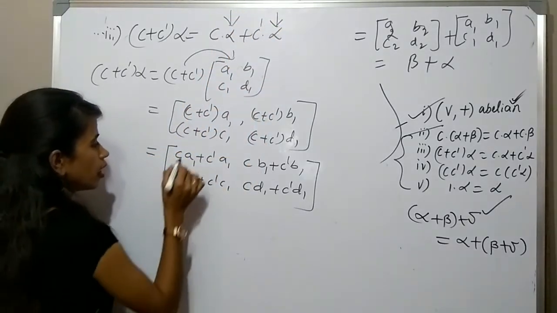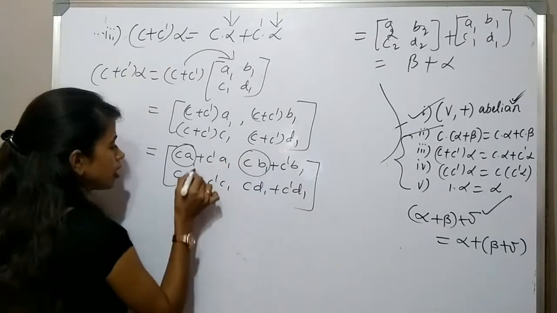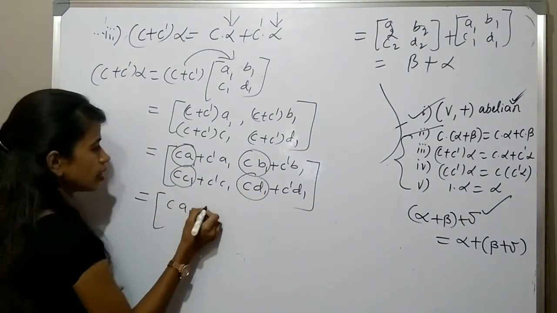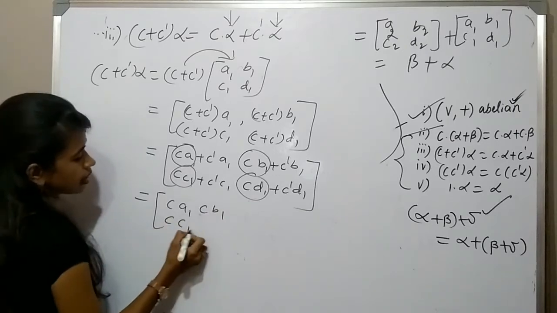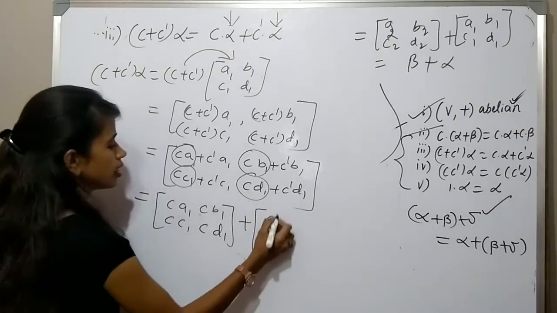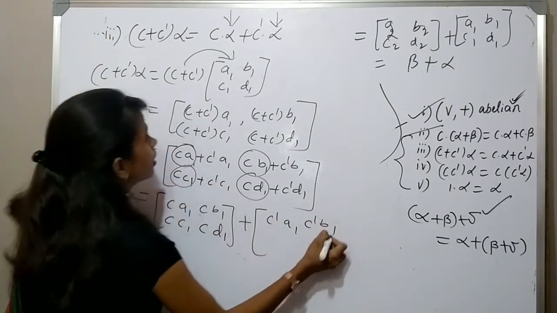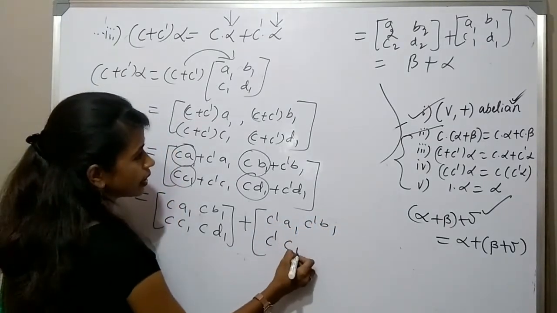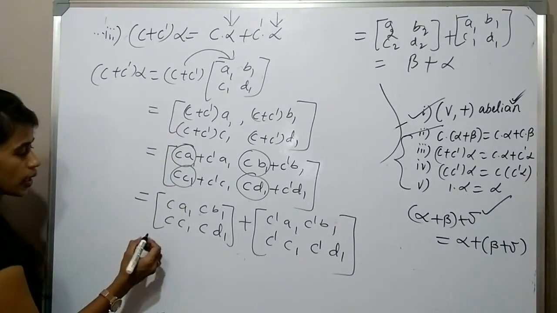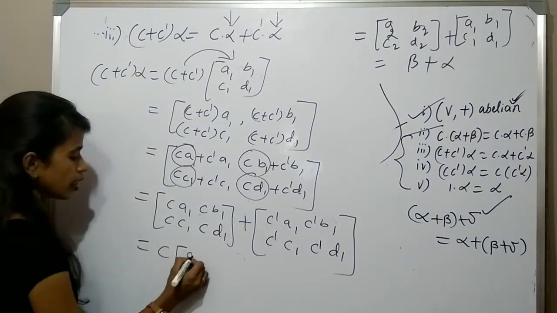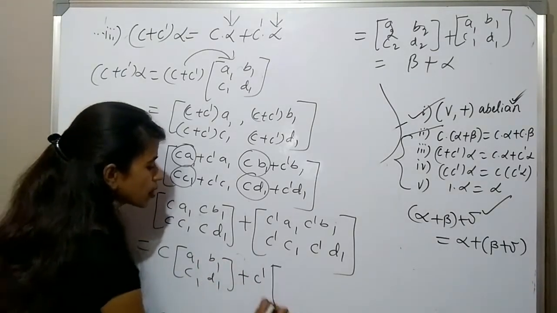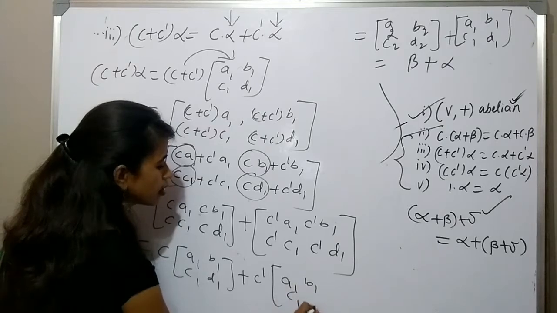For that, take C one side. That is CA1, CB1, CC1, CD1, plus what? C'A1, C'B1, C'C1, C'D1. Okay, so here C is outside, A1, B1, C1, D1. Here C' is outside, A1, B1, C1, D1.